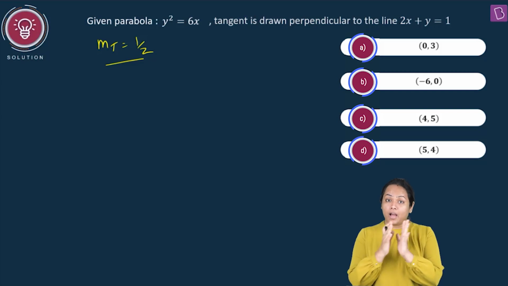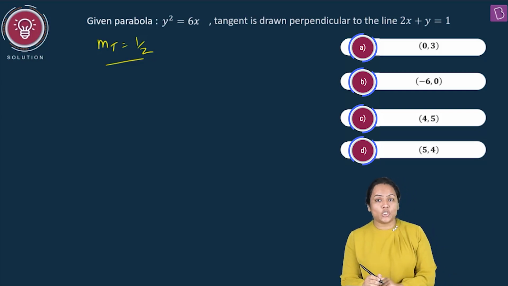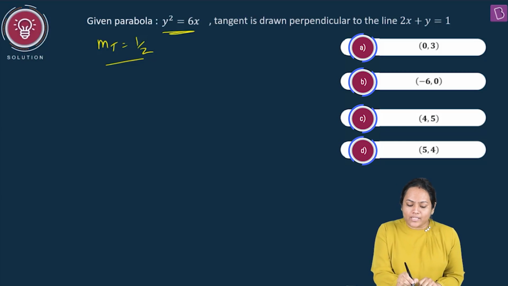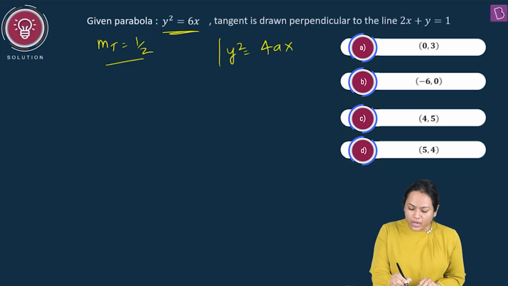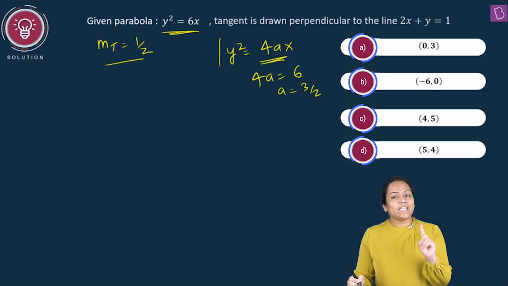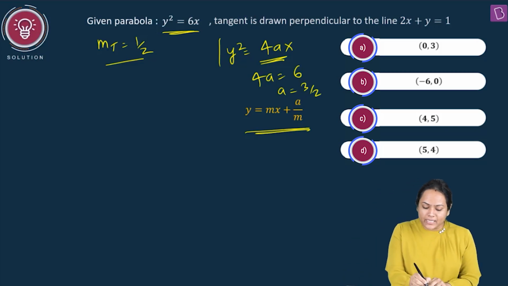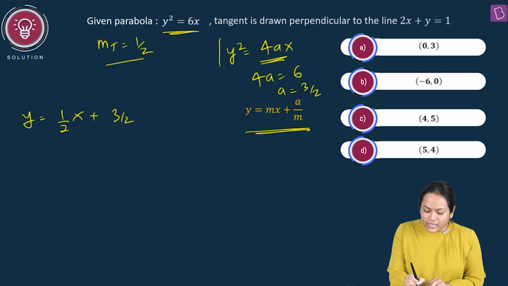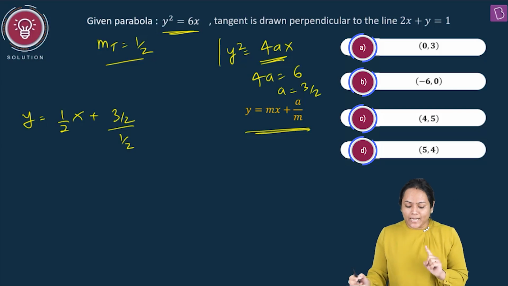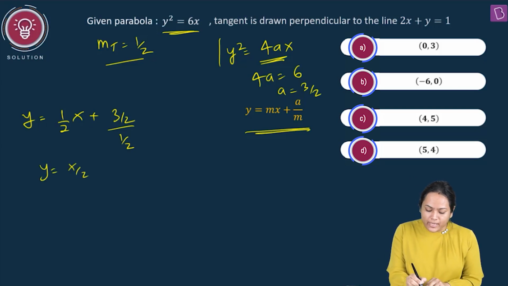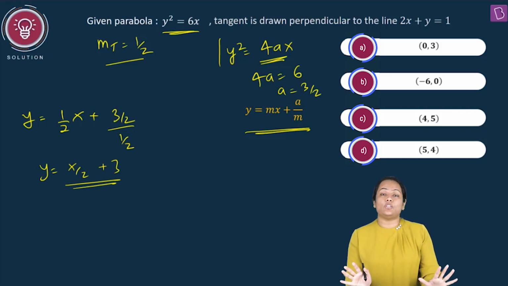But since I hope you remember the formula of equation of tangent in slope form to the parabola y square is equal to 6x. If I have my standard parabola y square is equal to 4ax, on comparing this with the given equation, I can say that my 4a value is 6 or my a value is 3 by 2. Right? And the equation of tangent is y is equal to mx plus a by m. So when I apply that, I'm going to get y is equal to m, that is 1 by 2 x plus a, that is 3 by 2 divided by 1 by 2. That means my equation will be y is equal to x by 2 plus 3. So this is the equation of tangent.